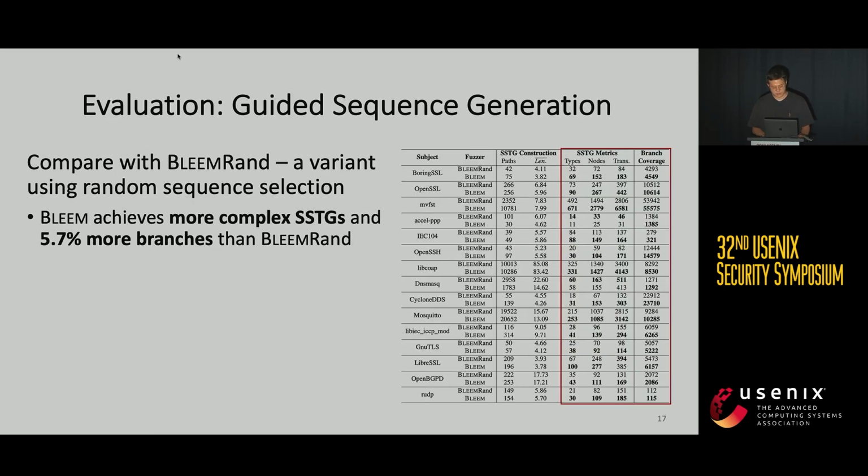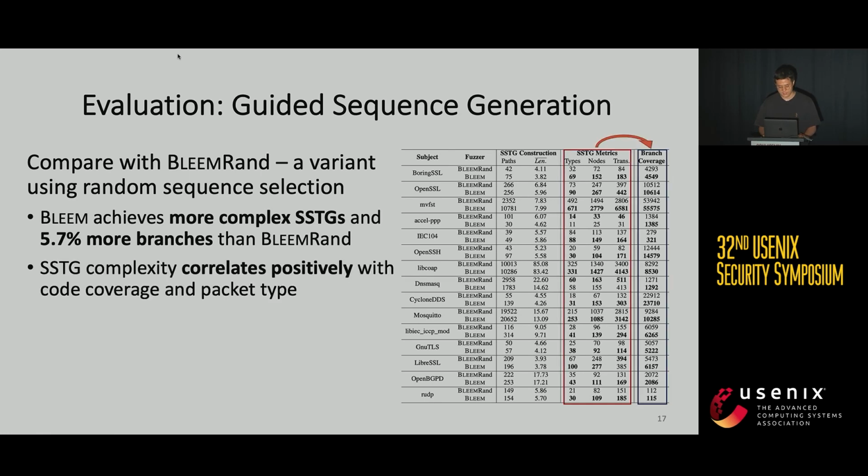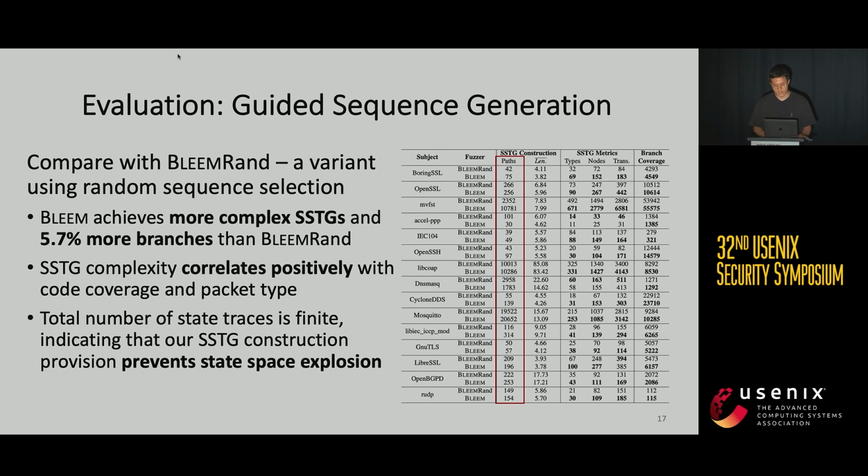For the guided sequence generation, we implement Bleem-rand that uses random sequence selection for comparison and come to 3 conclusions. First, Bleem achieves more complex SSTG and more branches than Bleem-rand. Second, the graph complexity correlates positively with the coverage, indicating that the graph can reflect the inner execution to some degree. Third, the total number of state traces is finite, indicating that our design prevents state space explosion.